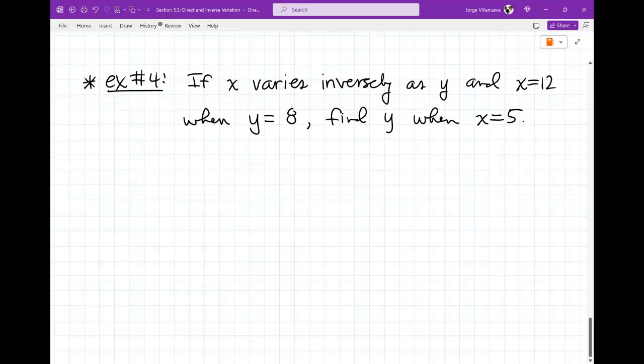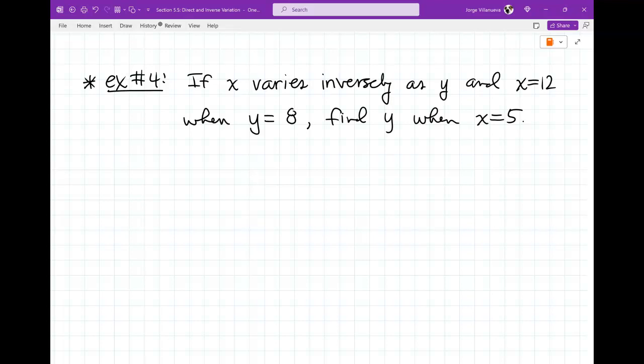So if x varies inversely as y, and x equals 12 when y equals 8, find y when x equals 5. Now, quick question. Should y be bigger than 8 or smaller than 8? Smaller? x got smaller, so y should actually be bigger.